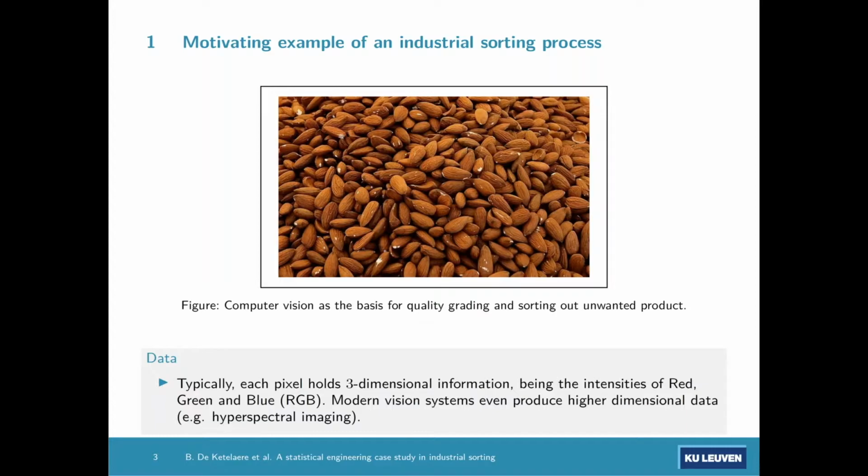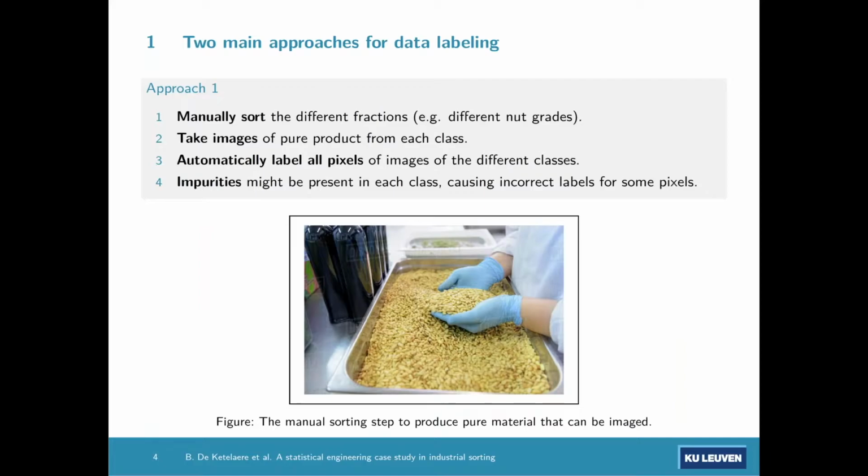But when we talk about a classification algorithm, it means that we have to train the system somewhere. And if you want to train the system, we need labeled data. So an important part of getting the data is also to have the right labels. When we talk about getting labels, in practice there are two main approaches. The first approach is what you see here. People manually sort the different fractions, for instance, the different grades of the nuts. Once you have separated those into the different classes, you take images of the pure product classes. Because you know it's a pure product, you automatically label all the pixels in those images with the class they belong to. That's one of the classical ways of doing this. But sometimes impurities might be present, as I said before. This could cause some issues with the labeling. What you're doing there is attaching the wrong labels to some of the pixels.